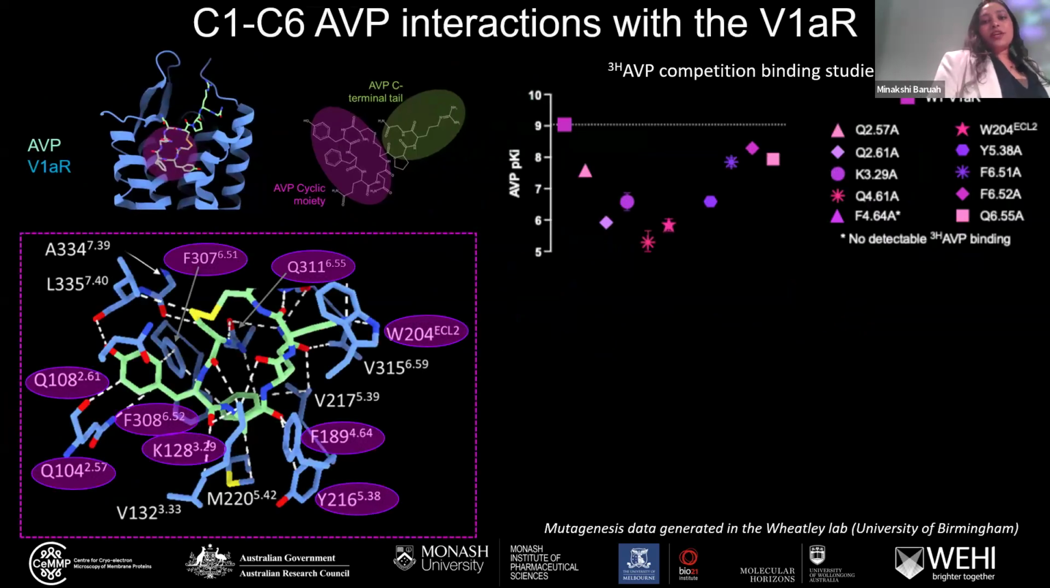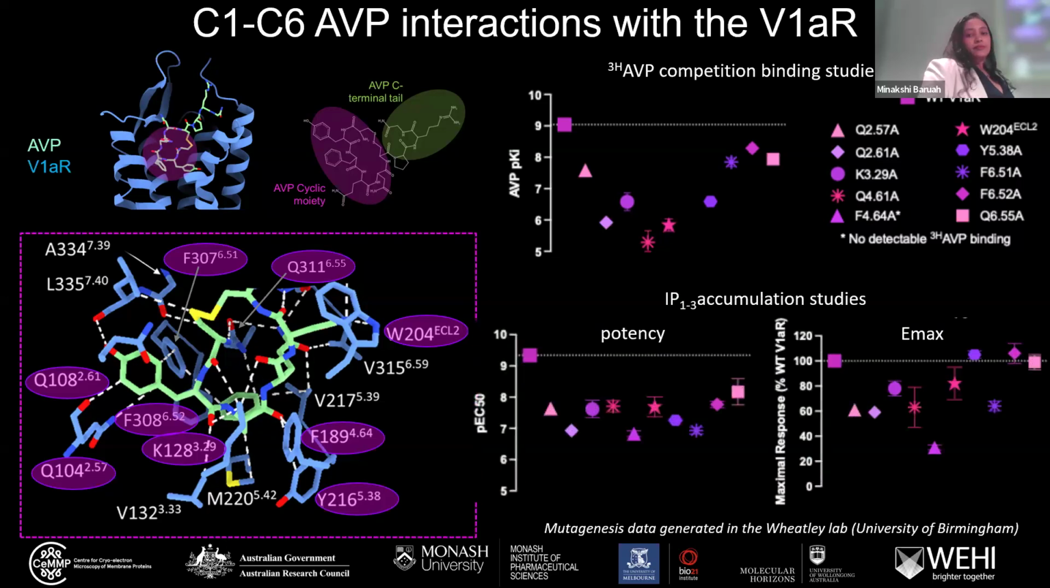For AVP, residues 1 to 6 form extensive interactions with the receptor deep in the TM domain. We mutated a number of these residues that interact with AVP to alanine. And here I'm showing the affinity values for AVP determination on the right. Alanine mutations of these key interacting residues result in a significant decrease in affinity. And this result was again reflected in the ability of these receptor mutants to activate the receptor, with a significant loss of potency for all the mutants. However, the maximal response was variable for some of these mutants.